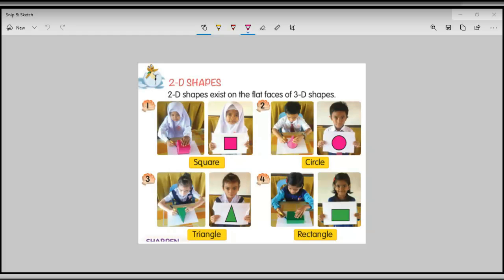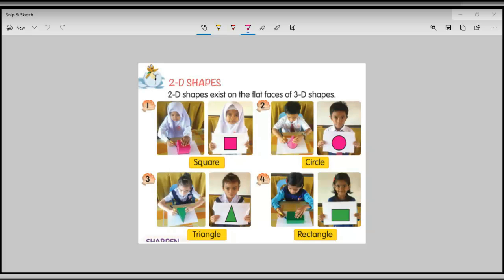Today we are going to learn about the 2D shape. Last week we learned about the 3D shape, so this week we learn about the 2D shape. Look at the sentence here. 2D shapes exist on the flat faces of the 3D shape. That means we can combine the 2D shapes to create the 3D shape.